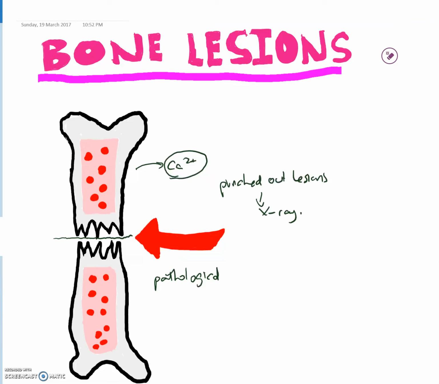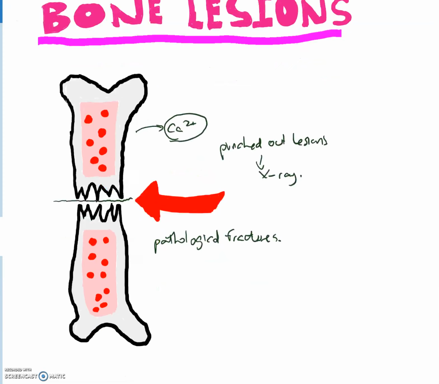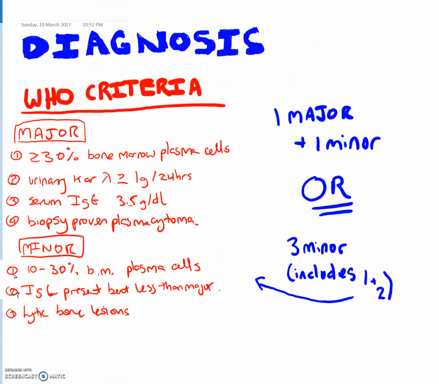Pathological fractures. It's pathological because it wasn't broken from any trauma, just the weakening of the bone. So that was the pathogenesis. How do we diagnose multiple myeloma? Well, we could diagnose multiple myeloma with the WHO criteria.